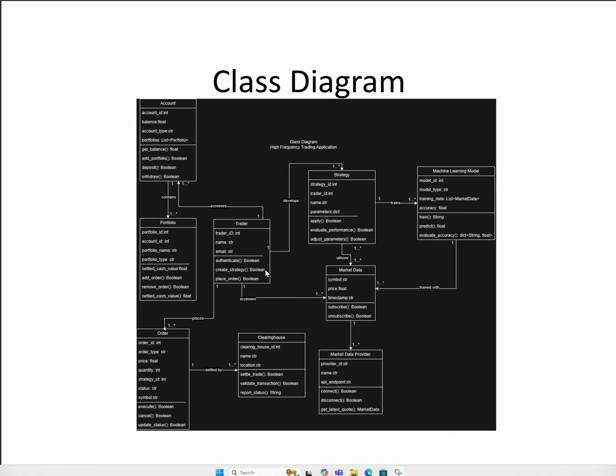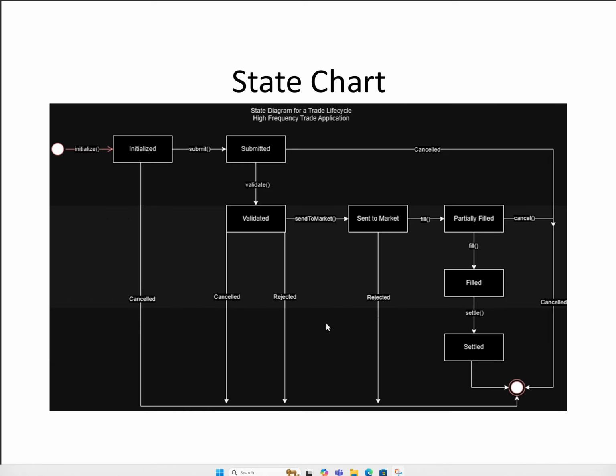For the state chart, we're going over the state diagram for a trade life cycle. The state chart diagram explains the state transitions of critical objects, such as an order. An order might transition through states like pending, executed, and canceled, with specific actions triggered by these transitions, such as notifying the trader and updating the portfolio's value.